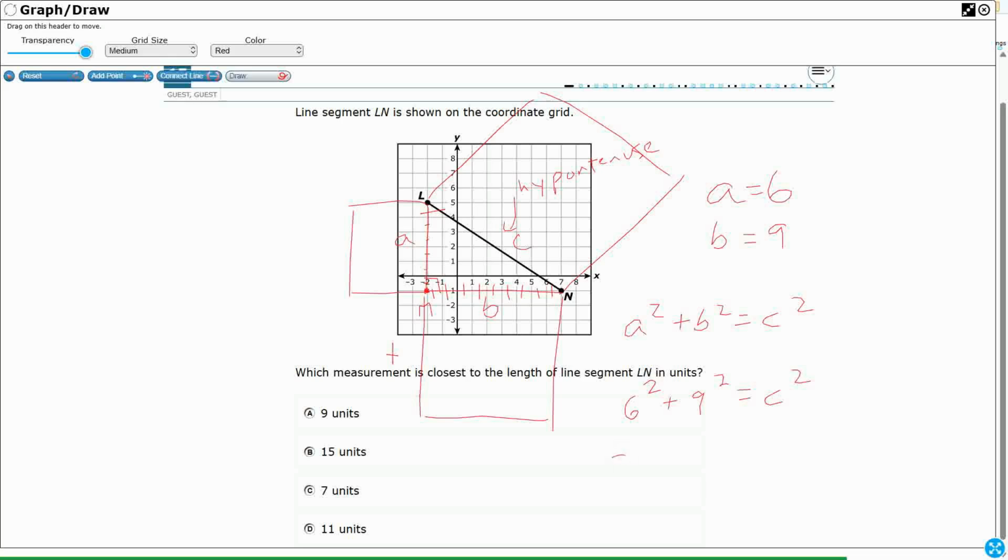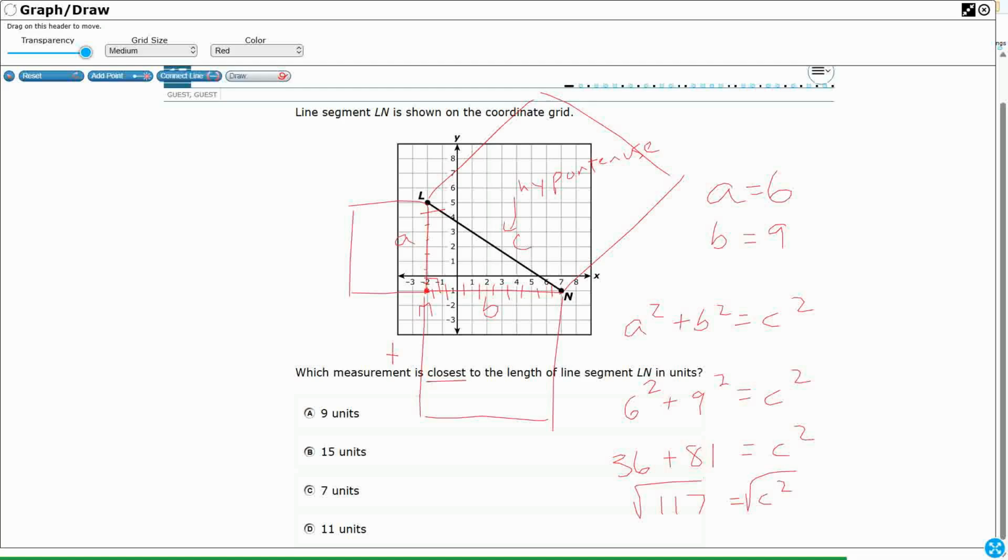Well, that's going to be 36, and that's going to be 81, and that's c squared. So 117 equals c squared. Now, there's two ways we can do it. We could estimate this, because it asks which measurement is closest to the length of the line segment. So we don't need the exact measurement, right? We just need to take the square root of both sides. Well, let's just find some square roots that are around that.